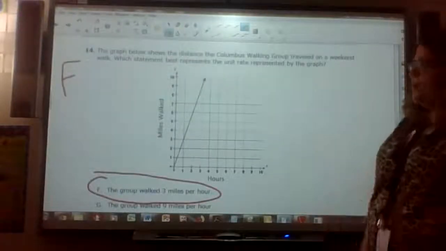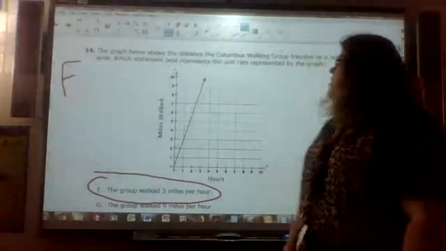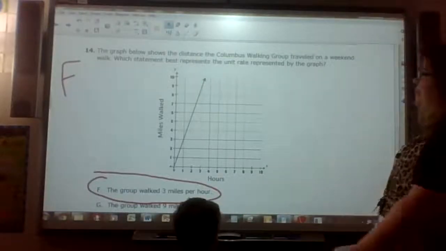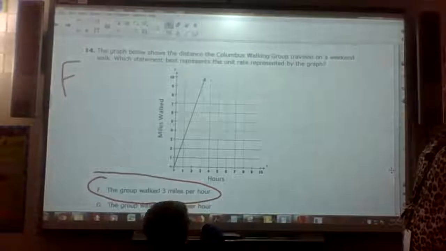Number 14. The correct answer was F. On how to do this, the graph below shows the distance.